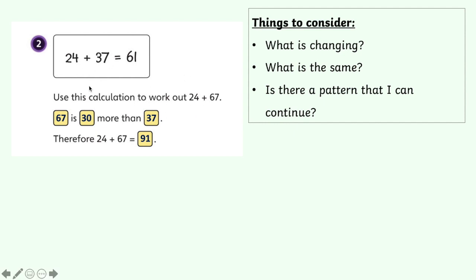So we started off with 24 add 37, and that changed to 24 add 67. And the thing that was different was the 67, wasn't it? 67 is 30 more than 37. That was what we had in our first calculation. So we know our answer must be 30 more as well. So our new calculation, 24 add 67, is 30 more than 61, and that's 91. If you're not quite sure about that, or you didn't get it, have a try again. Take the video back, have a watch through the Think Together questions again, and have another go.